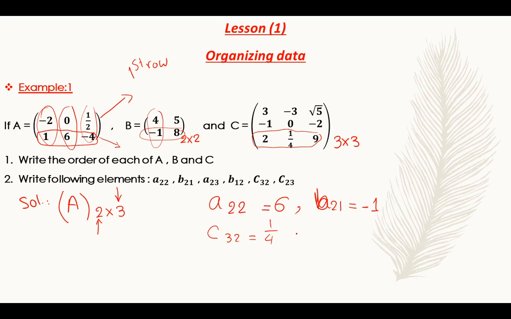And the last one, we need to find C23. So we go to the matrix C, looking for the element in the second row, third column. Here is the second row, third column. So the element will be -2. Let's go to another example.